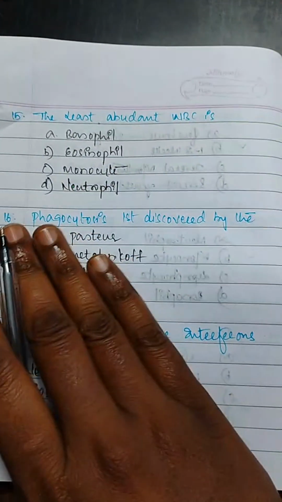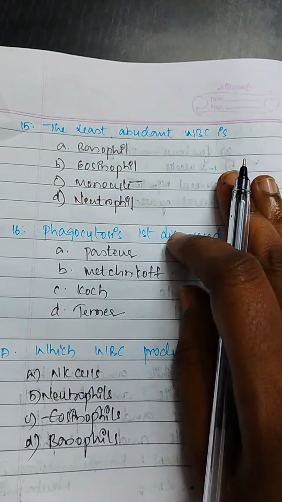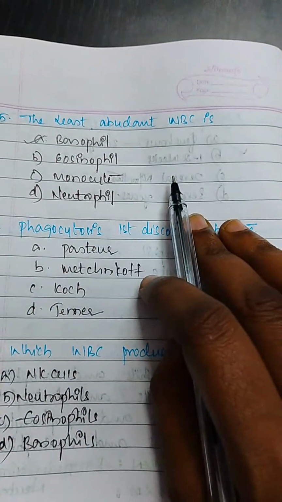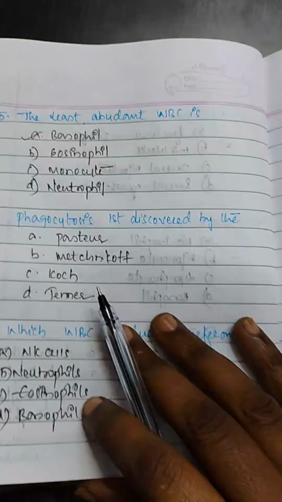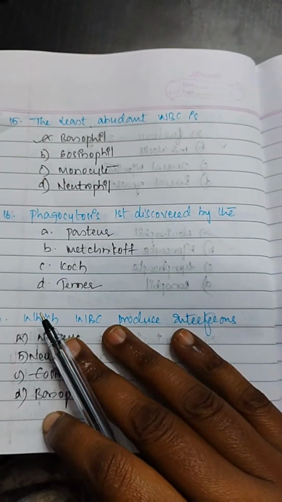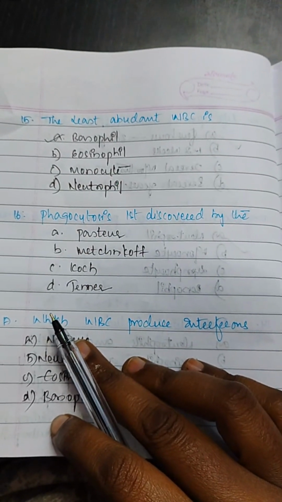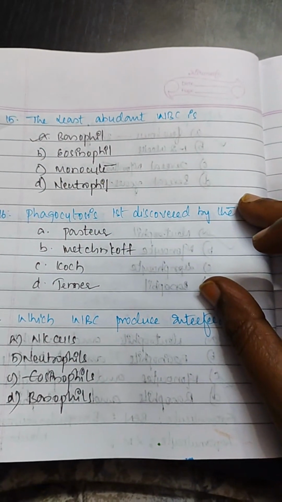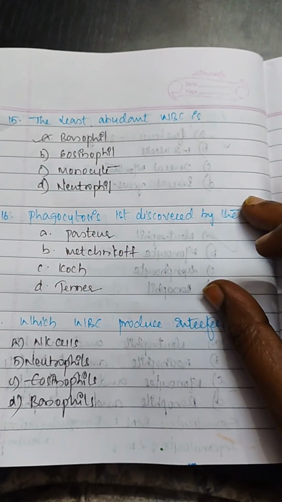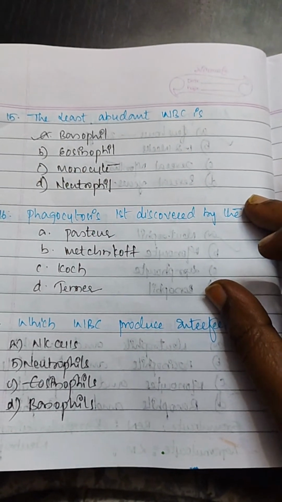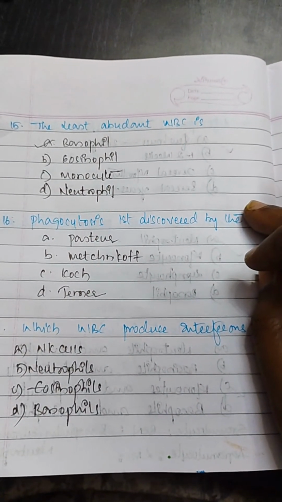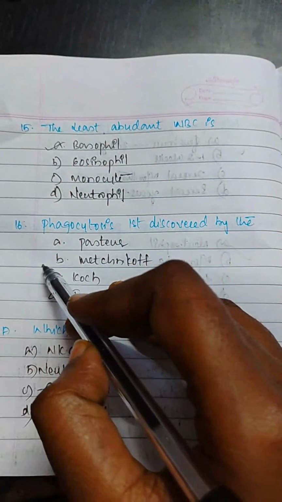Then, next question. The least abundant WBC is? The answer is A, basophil. The next one, phagocytosis was first discovered by the scientist: Louis Pasteur, Metchnikoff, Robert Koch, Jenner. And the answer is option B.